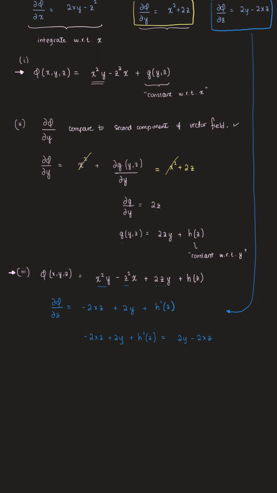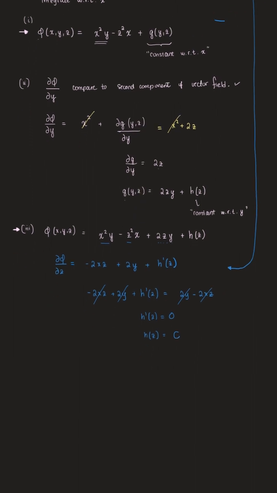Great, look at what we have. The 2y's cancel out, the negative 2xz's cancel out, which means that h prime of z is 0. And that tells us that h of z probably was just some constant c, that when we take its derivative with respect to z is just 0. And that means that we're able to complete our potential function phi.